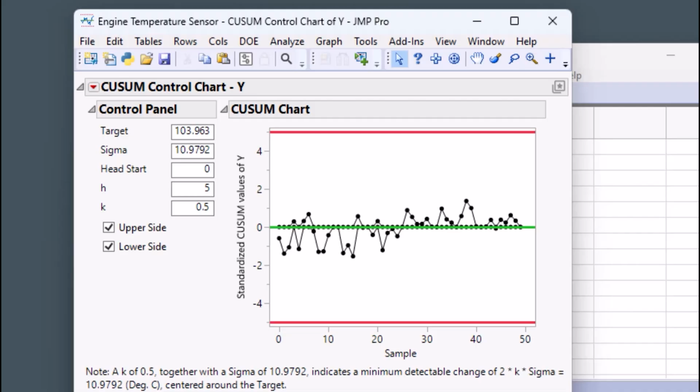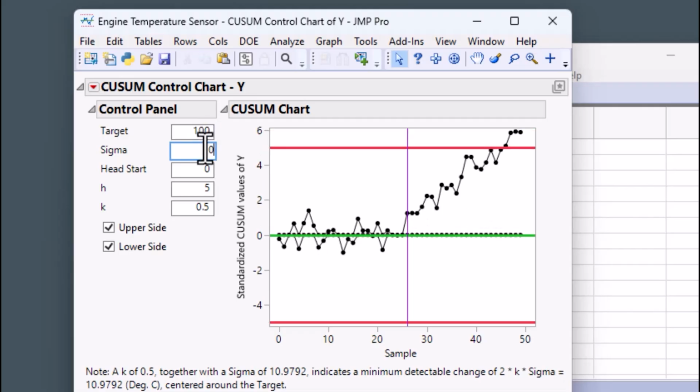We're presented with a CUSUM control chart using the mean of the data as the target and the sample standard deviation of the data as sigma. Both statistics, C+ and C-, are displayed on the chart. We can change the target and sigma values to reflect our process requirements. I'll enter 100 for target and 10 for sigma.